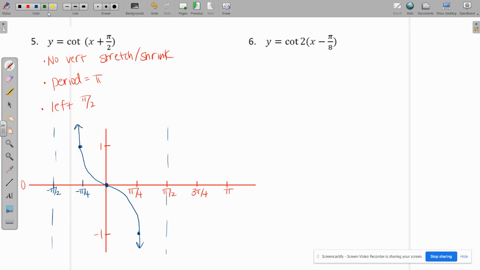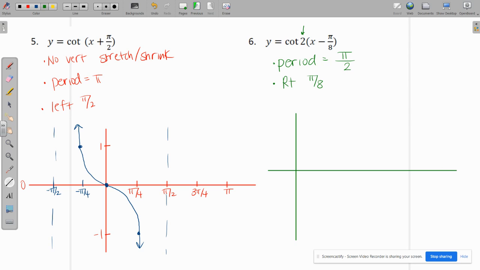Last one, number 6, cotangent function. In this case, I see we have a b value, so that means that this is going to impact the period. So the period is you take the parent function period of pi and divide it by b, so pi over 2. And then here I can see that we're going to be moving right pi over 8. There is no vertical shift. There's no vertical stretch or shrink.